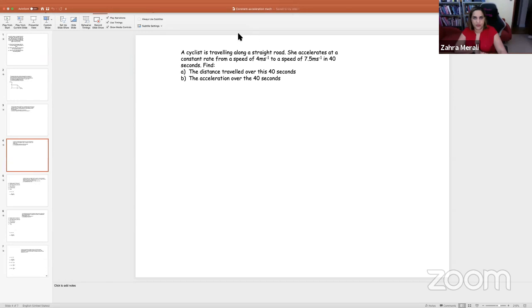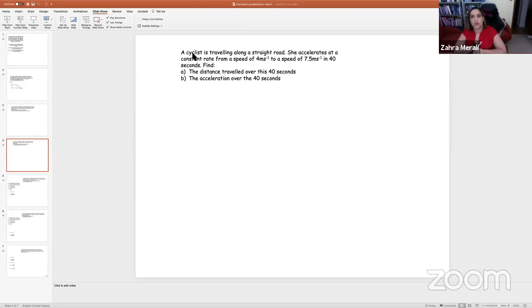You've got a cyclist traveling along a straight road. She accelerates at a constant rate from a speed of 4 to a speed of 7.5 in 40 seconds. You're going to find the distance traveled over these 40 seconds. So the first step is we're going to write SUVAT out, and we're going to think about what's happening. So she's going from a speed of 4, so she's starting at 4. That tells you u must be 4.